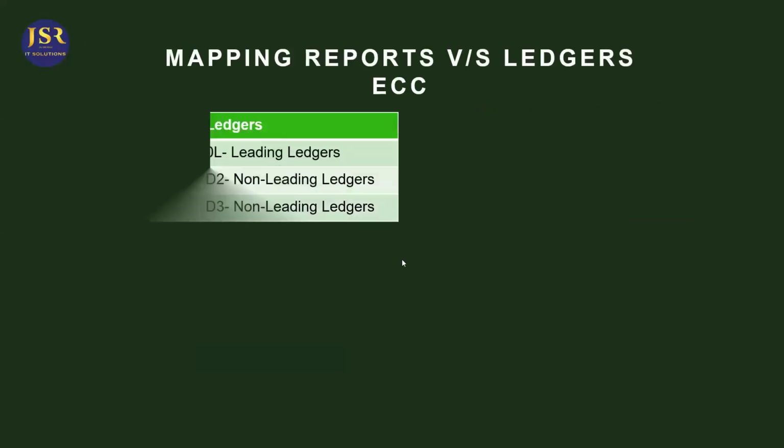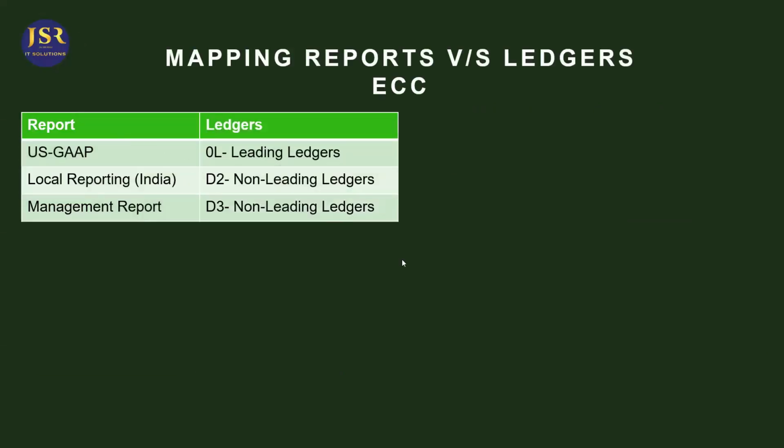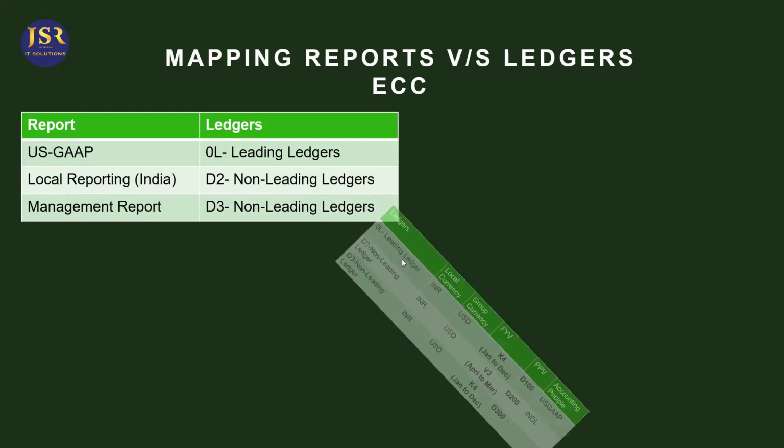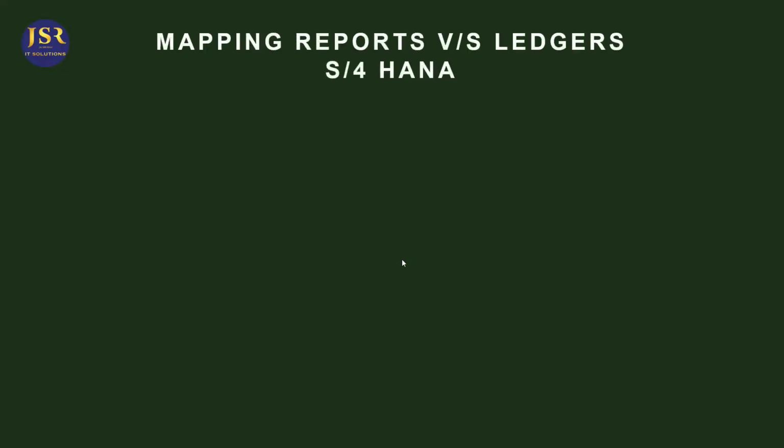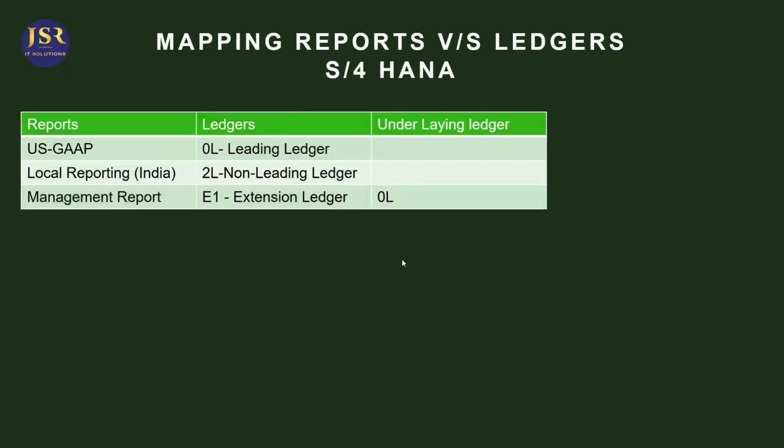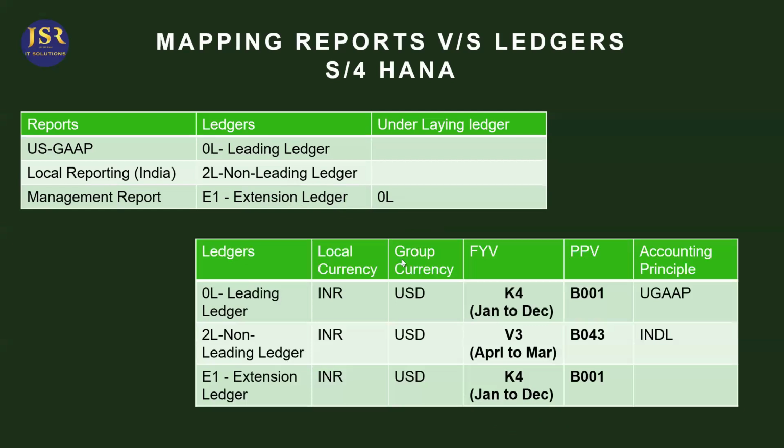Next, what is the database level? Sorry, this is a reporting point of view. We have mapped it already, quickly. I'm going to take you through the same thing in ECC and S4HANA: mapping reports from the S4HANA point of view. It is just the same thing, I just want to quickly show you. Here the extension ledger is mapped, as you can see.